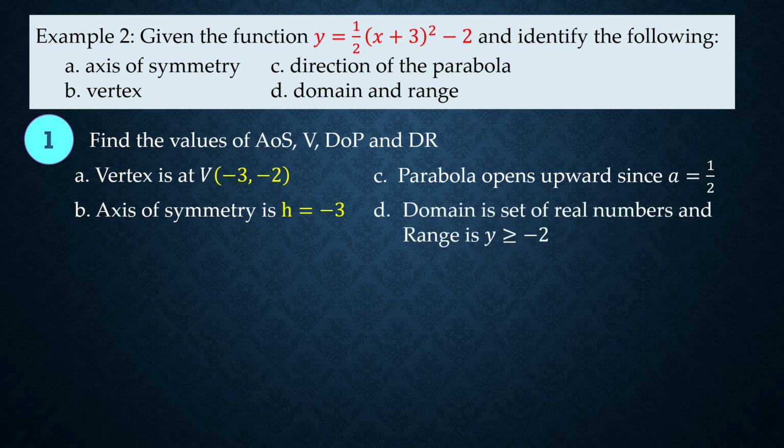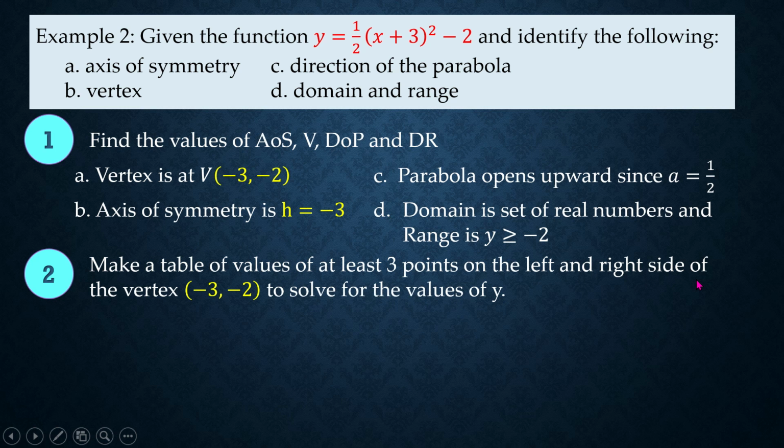Domain, the set of real numbers. Then the range: we go back to the vertex y, or the value of k, which is negative 2. Since the parabola opens upward, the lowest value of y is negative 2. Then going positive, so y is greater than or equal to negative 2. Again, the lowest value of y is negative 2, and the other values of y are greater than negative 2: negative 1, 0, and positive numbers.